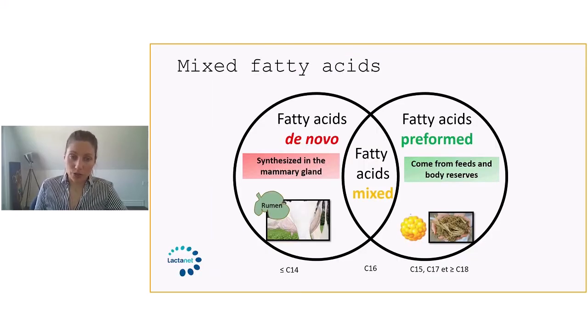So as a short summary, de novo fatty acids are synthesized in the mammary gland, and they come from rumen fermentation, so they do reflect rumen health. Preformed come from feeds or body reserves, and then the mixed fatty acids can be impacted either from feed or from de novo. So if you're feeding palm fat, this is the category that might be affected, along with preformed, and that will show in your milk profile.